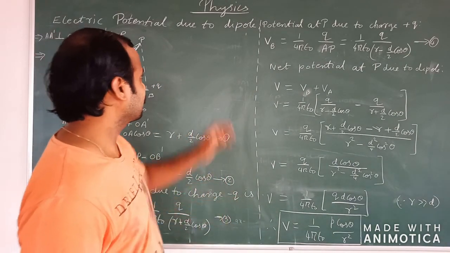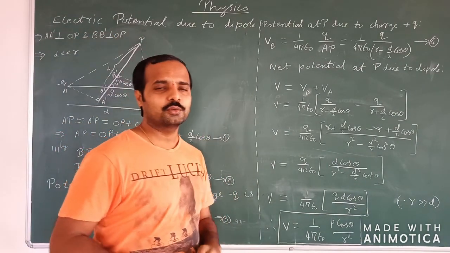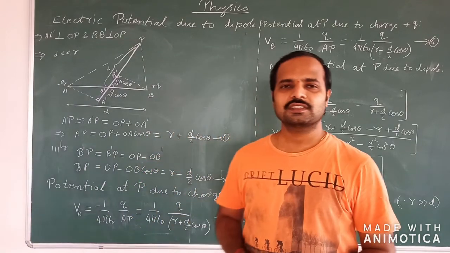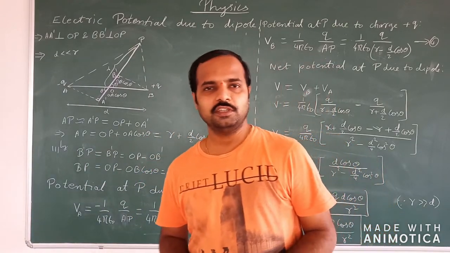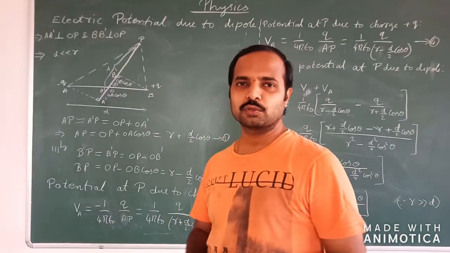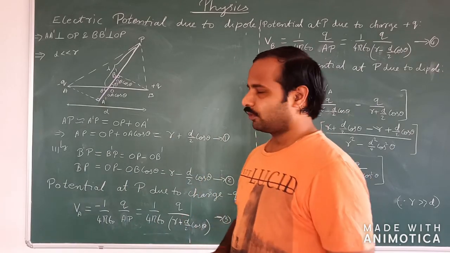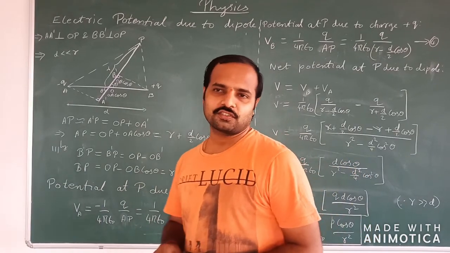Electrostatics, we will be looking at the electric potential due to the dipole. That is, what is the electric potential at a point P due to an electric dipole. For this, we are going to make some constructions.